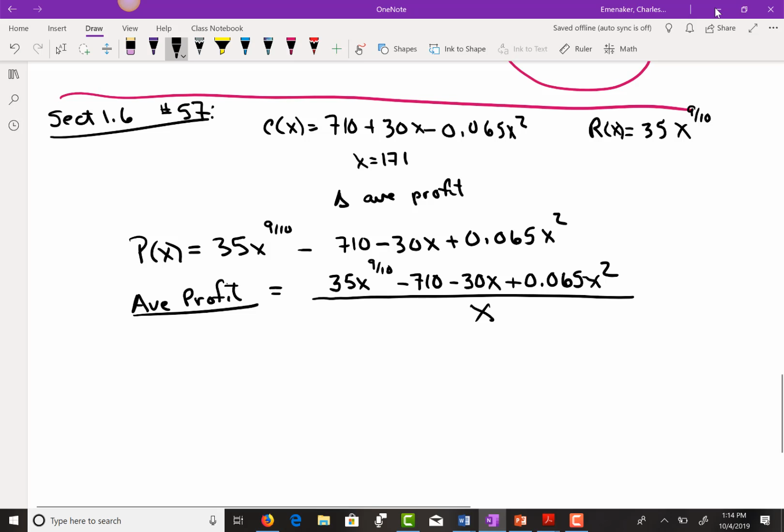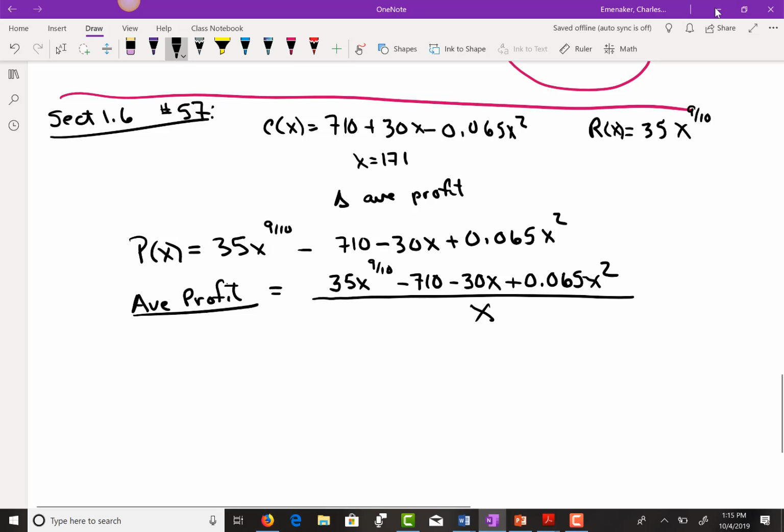Now, you're asked what is the change in average profit. The derivative tells you the change. The derivative's the slope, isn't it? Okay? Remember, derivative is slope, and slope tells you how things are changing. So what we now need to do is take the derivative of that. Two ways to do this. One way is the quotient rule. Oh yeah, that looks like fun.